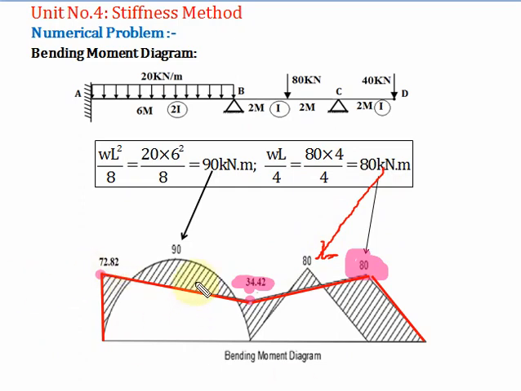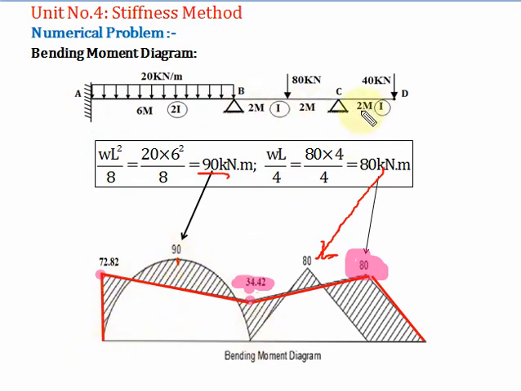Now the free bending moment diagram. Here the load is UDL, so the formula is WL square by 8. Value of W is 20, L is 6. If we solve this, we'll get the value 90. So this is the value of the free bending moment. Now in portion AB there is a UDL, so you have to join by a second degree curve.